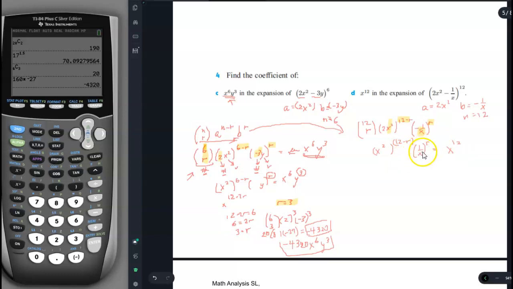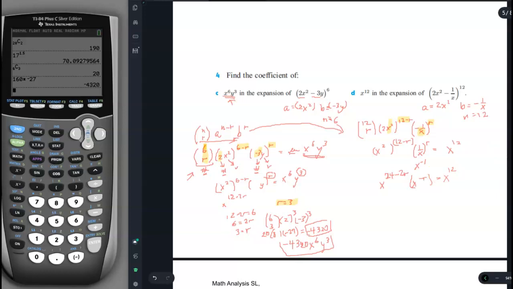In order to do that, we need to take the 1 over x and make it into an x to the negative 1. So instead of 1 over x, we're going to put x to the negative 1. And then we're going to multiply all the exponents together. So 2 times 12 minus r would be 24 minus 2r. And then x to the negative 1 times r would be x to the negative r, right? And that all equals x to the 12th.